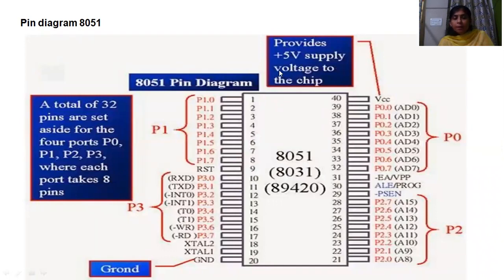This is the pin diagram of the 8051 microcontroller. This microcontroller has a total of 40 pins. We will start with pin number 1. From pin number 1 to pin number 8, this is port 1. In the 8051, there are 4 ports. Each port has 8 bits, so a total of 32 bits: port 0, port 1, port 2 and port 3.